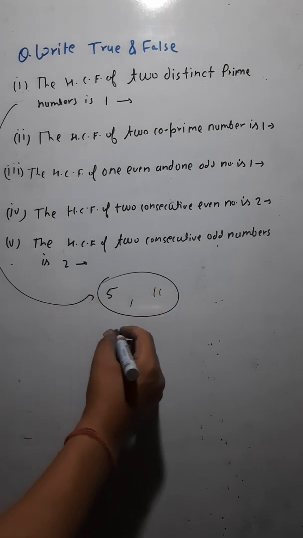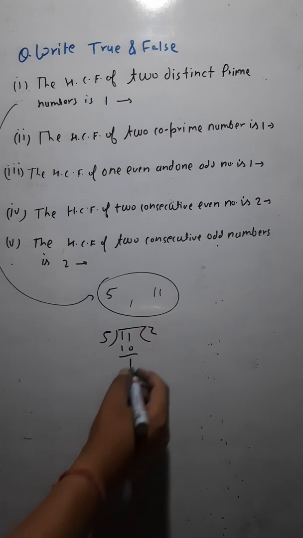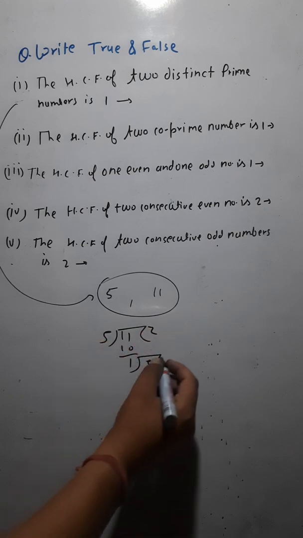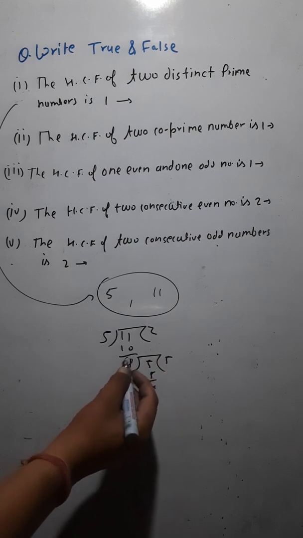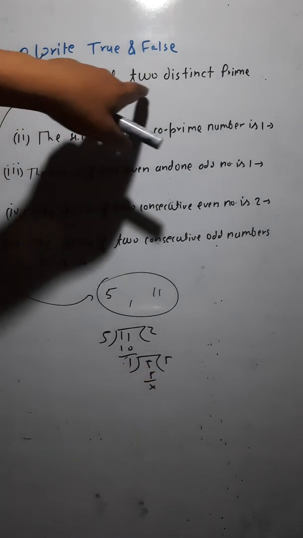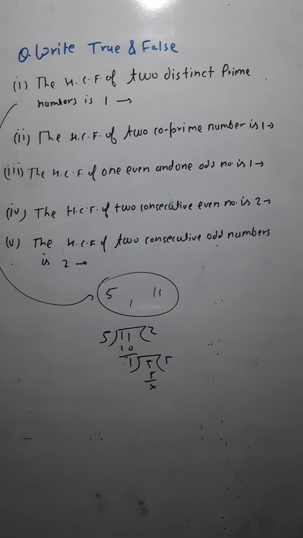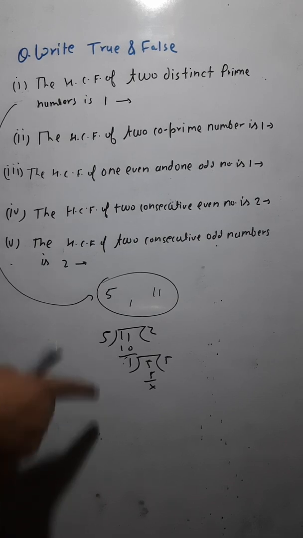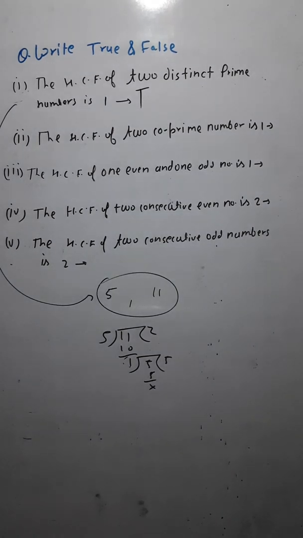If you are finding the HCF of 5 and 11, it would go 2 times. You have 1 as remainder. Now divide this 5 by 1. 1 times 5 is 5, isn't it? So the remainder is 0. So the HCF is how much? 1. It means the HCF of two distinct prime numbers is 1. So we have the example also here, the answer is 1. It means the statement is true.